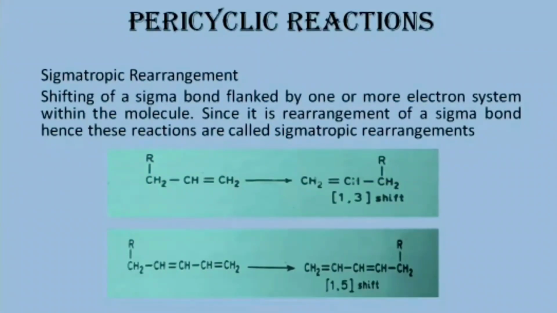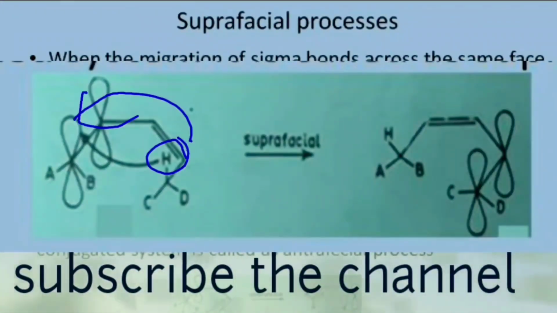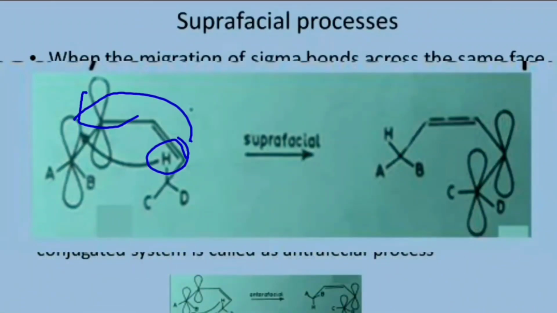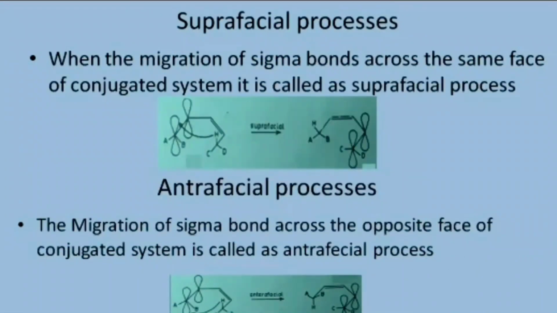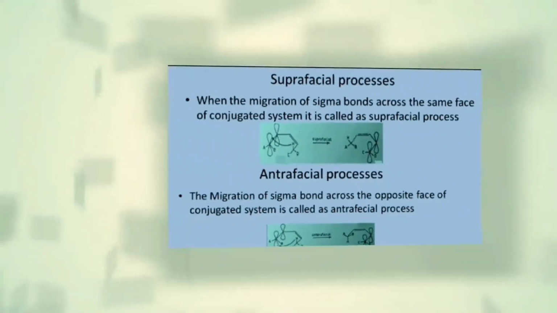Now this sigma bond may move to the same face or opposite face of a conjugated system. So processes are of two types, suprafacial process and antarafacial process. When the migration of sigma bond occurs across the same face of conjugated system, it is called suprafacial process. Whereas the migration of sigma bond across the opposite face of conjugated system is called antarafacial process. Look here, this hydrogen is shifted to the opposite side of conjugated system.